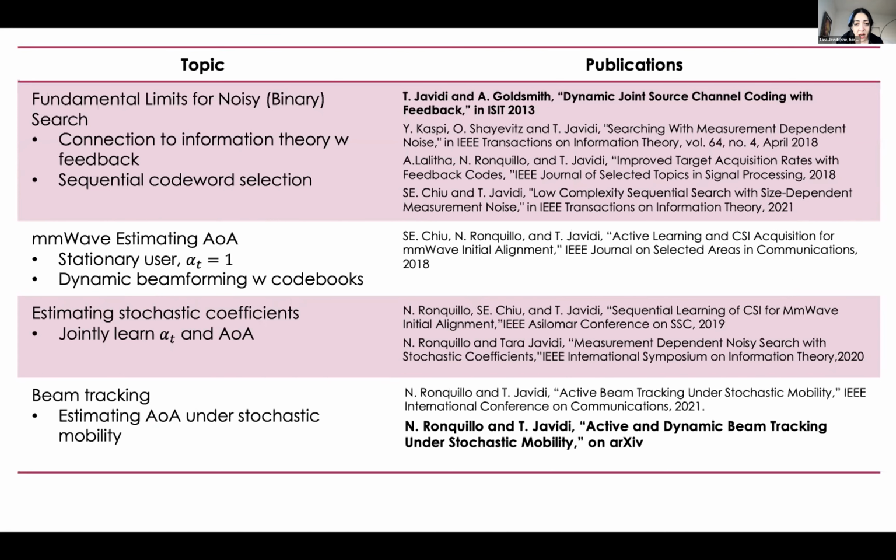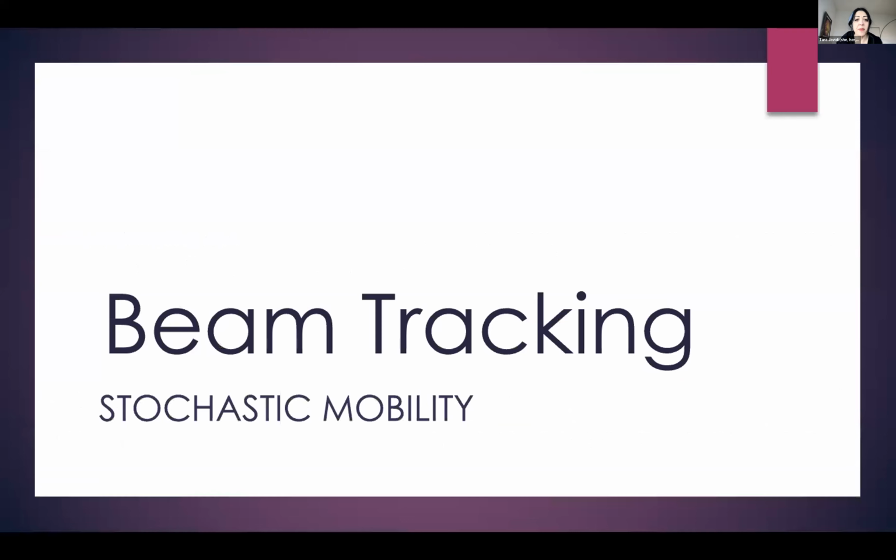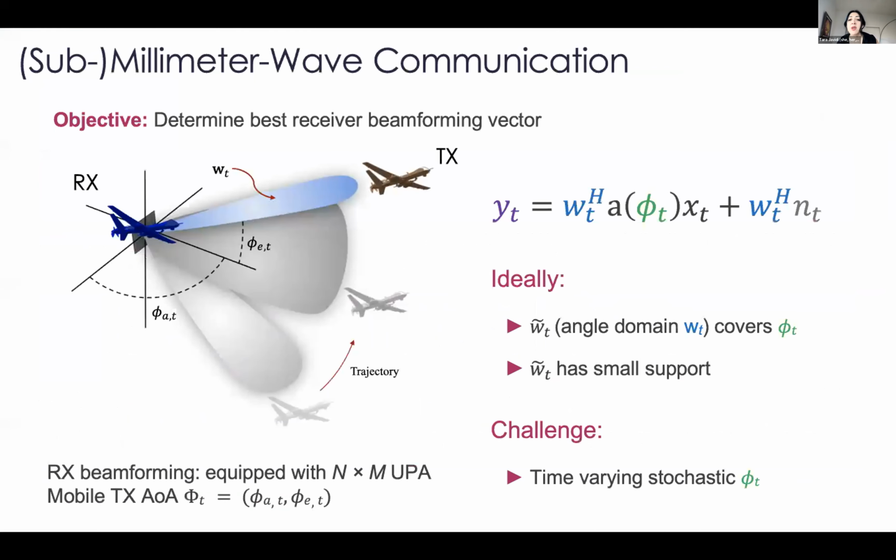So let me just get back to the problem and simplify it even further. As I said, ideally, I would like to control the beamforming weight such that, in the angular space, I have coverage of my angle of arrival, and make sure that it has a small support so I can get the maximum beamforming gain.